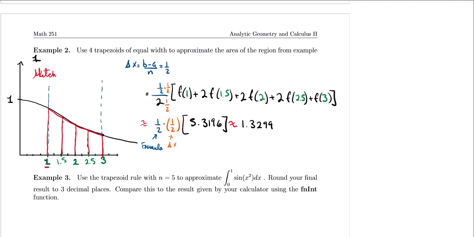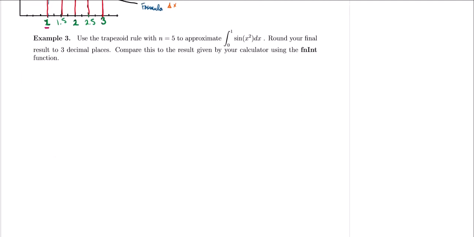Alrighty, now let's go ahead and take a look at another example, but this time around using a different function. So now let's see if we can use the trapezoidal rule with n equals 5 to approximate the integral from 0 to 1 of sine of x squared. And we want to round our final answer to 3 decimal places and compare this result with the result given by the calculator using the function fnInt. But yeah, it's basically just the approximation that the calculator can give us.